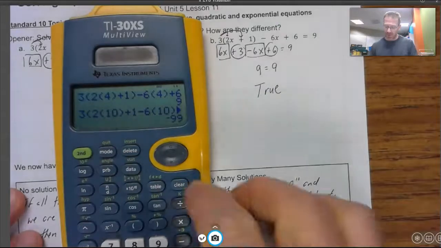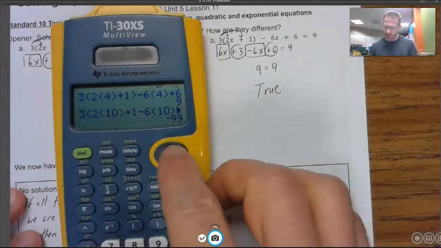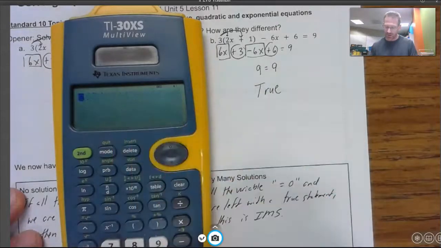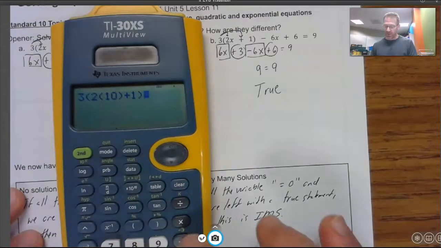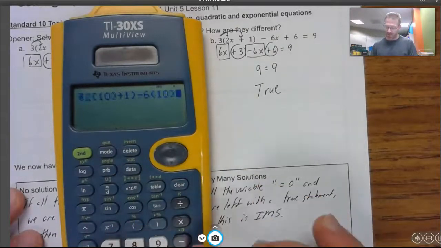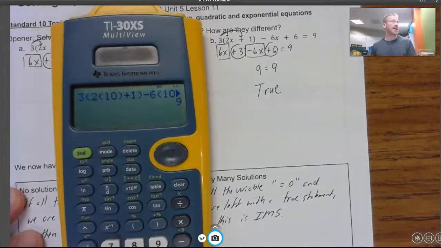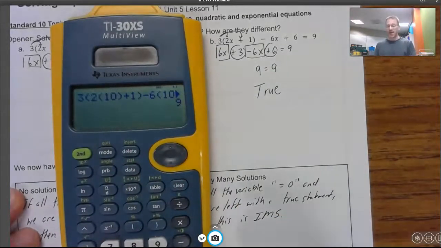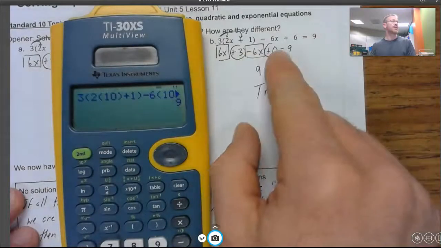I must have hit something wrong there. Oh, I forgot my parentheses up here. So let me try that again. So 3 times 2 times 10, plus 1, close my parentheses there. There we go. Minus 6 times 10 plus 6. And I get 9 again. So no matter what x value you pick, it will always make this equation true.